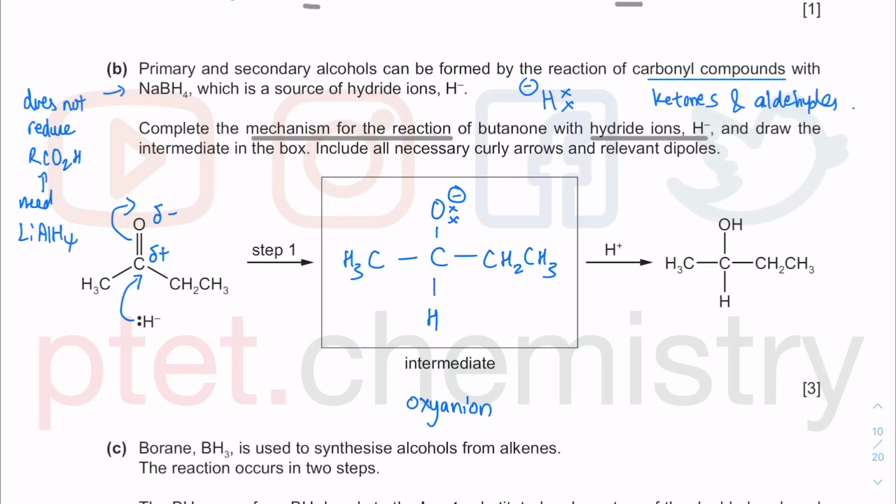I then add in H plus. H plus has no electron at all. So these 2 electrons on the oxygen, they just attack and pick up a H plus, and now you form an alcohol there for that 3 marks mechanism.